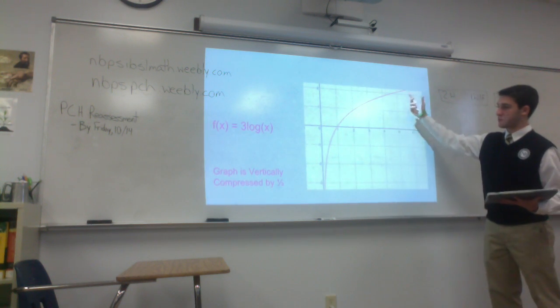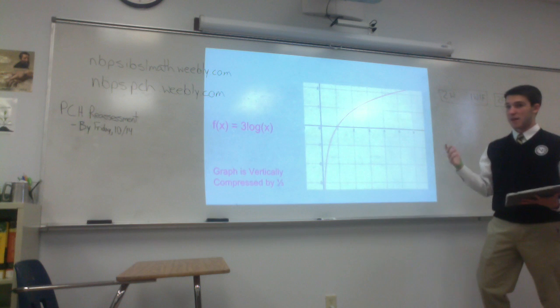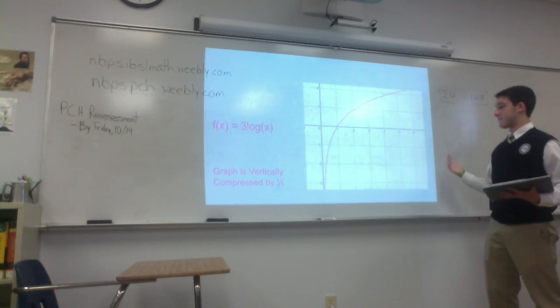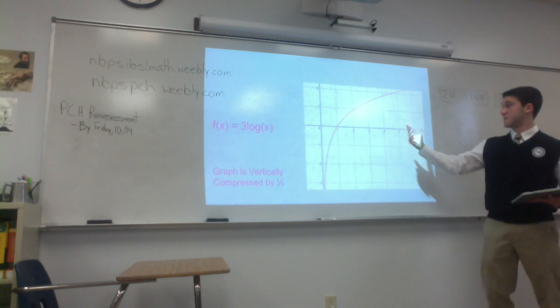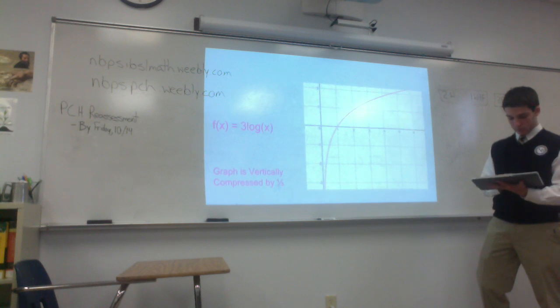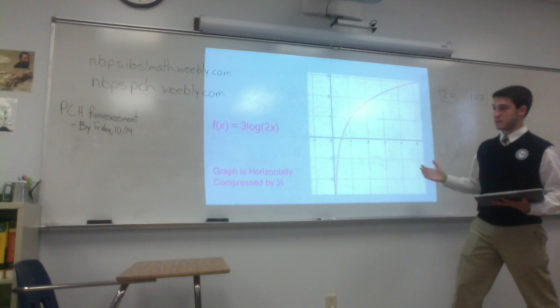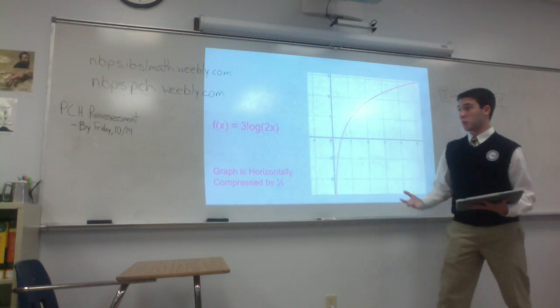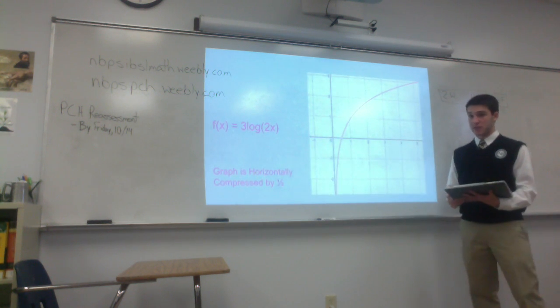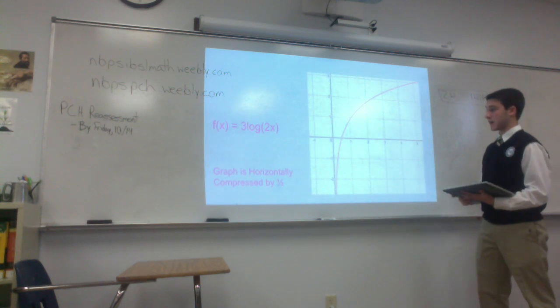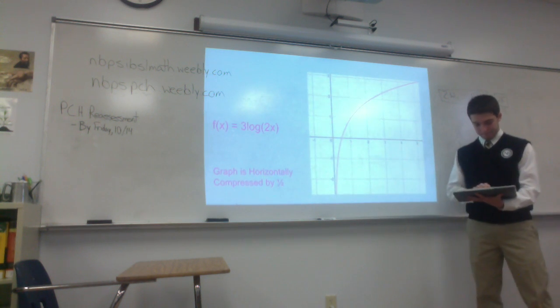This graph takes the parent function, f of x equals log of x, and vertically stretches it by 3, and this is the graph that you're going to get. Next step, the graph is horizontally compressed by 1/2. That's the 2 right there. So the new equation is going to be f of x equals 3 times log of 2x, and this is the graph that you're going to get.